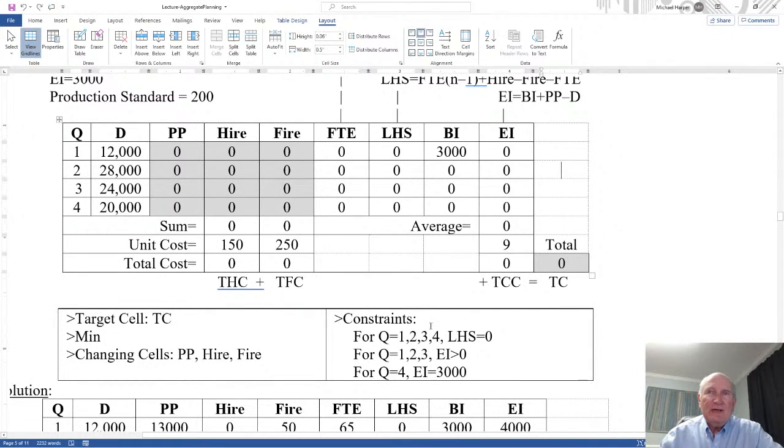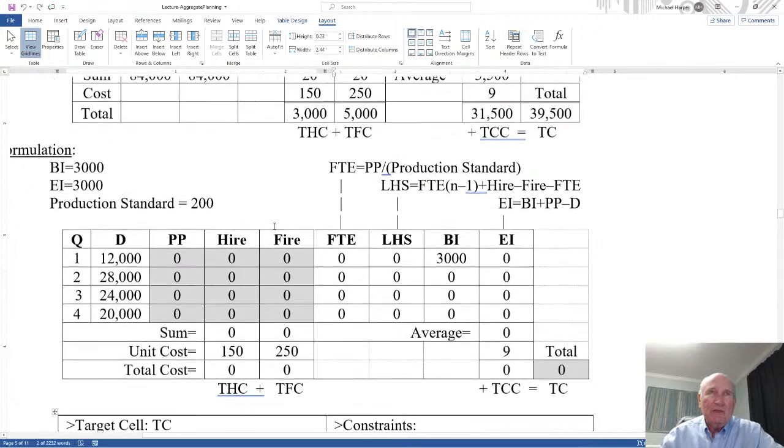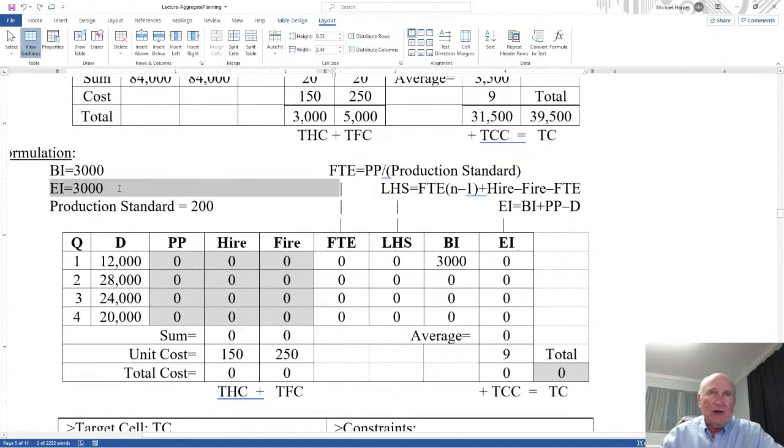Okay, now my constraint set is I want all of these to be 0. That's this first constraint. I want my ending inventory to be greater than 0. I can't have negative inventory. And then what I did here, I don't have to do this, but I will. I want to set my ending inventory here equal to 3,000 because that's a requirement.